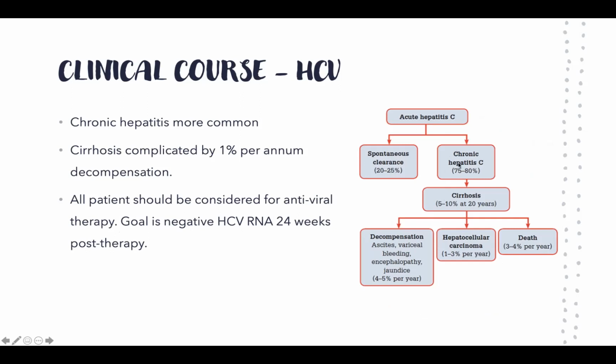Because of the large proportion of hepatitis C progressing into chronic hepatitis, all of them should be considered for antiviral therapy. The goal is having a negative RNA, so viral load, at 24 weeks post-therapy. So that's the conclusion of the hepatitis talk.